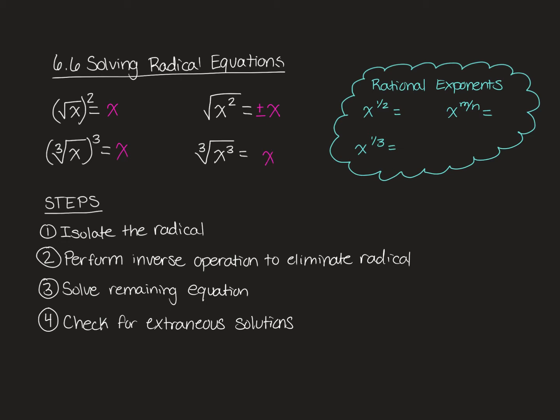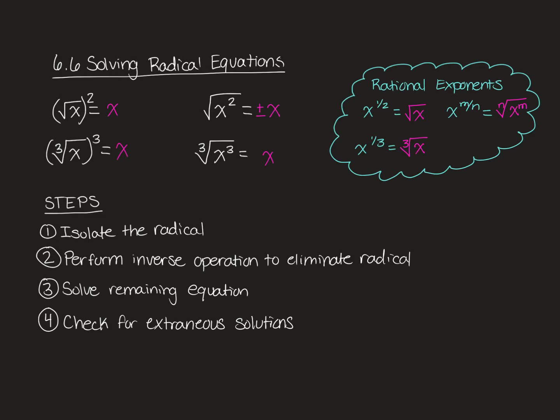Another thing I want to mention is that we can write radical expressions as rational exponents. So x to the 1/2 is the same as the square root of x. x to the 1/3 is the same as the cube root of x. There is a property that says x to the m over n: the denominator of your fraction is your index, and the numerator of your fraction is the power of your radicand inside. We will be talking about that a little bit later on.